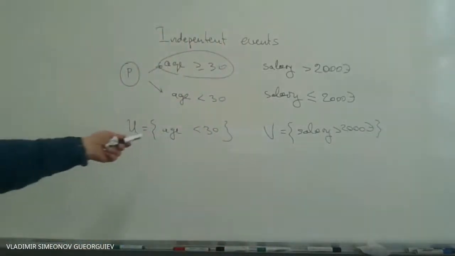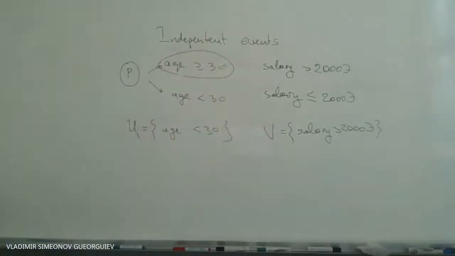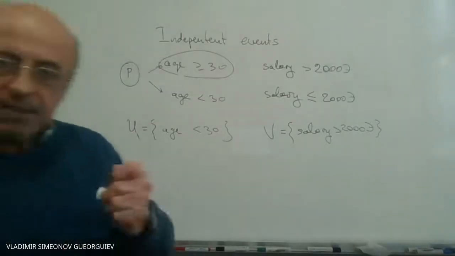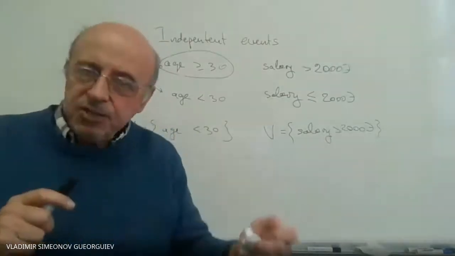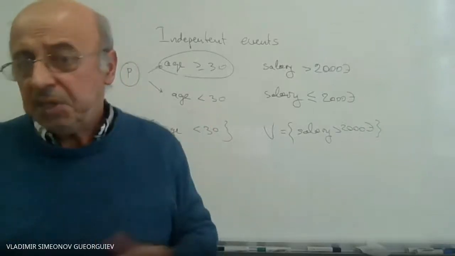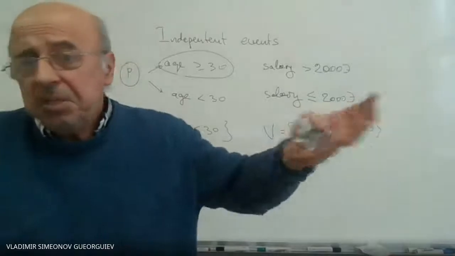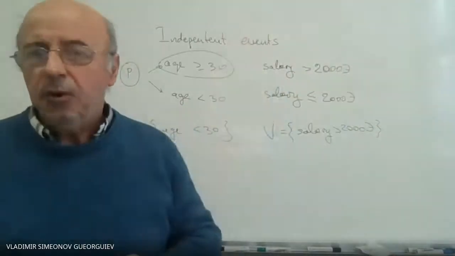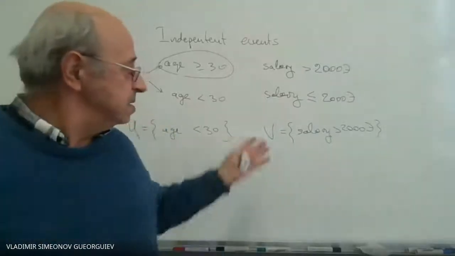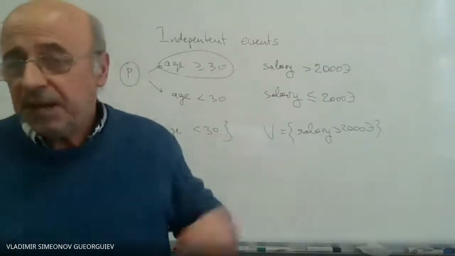Are these 2 events independent? Actually, we didn't give a definition of independent events. Intuitively, you can say there is some relation between the age and the salary, so it is not quite independent. But how shall we check? Probably in some city, or imagine on the moon, the 2 events are independent.